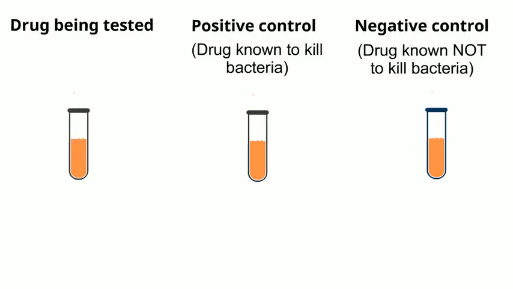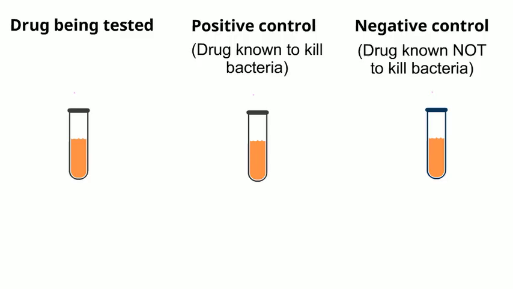We could set up an experiment with 3 tubes. One tube would contain the drug we want to test. The second tube would contain our positive control. In other words, a different drug, but we know that works and it's going to kill the bacteria. And then the last tube, the third tube, is going to be our negative control. It's going to contain a drug which we know has no effect on the bacteria. That will tell us how many bacteria will be alive if we don't kill any of them.